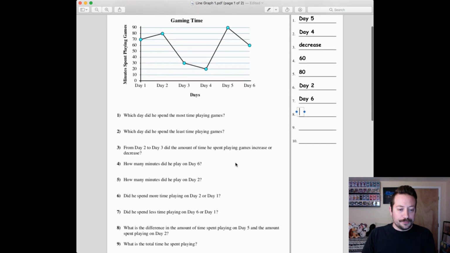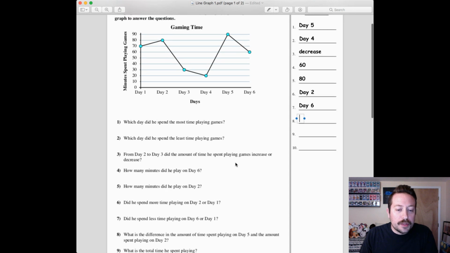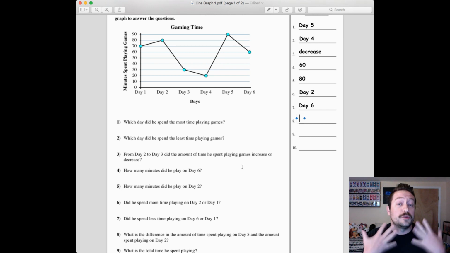Okay, number 8. What is the difference in the amount of time spent playing on day 5 and the amount spent playing on day 2? Now remember, difference means what? In math, when we're talking about difference, it means subtract. So you're going to have to take the minutes that he spent on each day that they're asking you, and you have to subtract those numbers, okay?